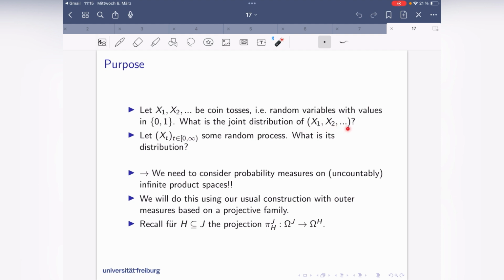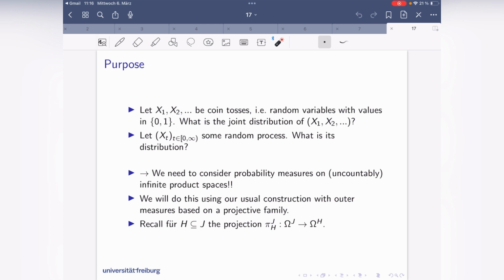But here I would already need something quite sophisticated from measure theory, which is an infinite product measure for this joint distribution. And it's even worse if the index set is really an interval. Then we would have a product measure on an uncountable product, with an uncountable index set. So we need to construct probability measures on uncountably infinite product spaces. And how are we going to do this? As usual, using outer measures.